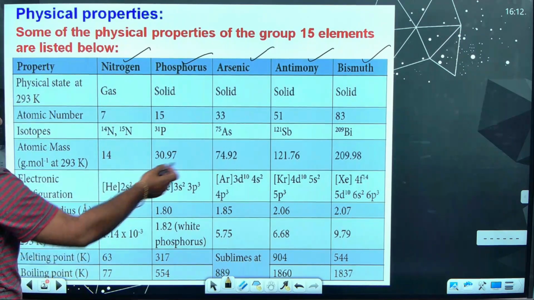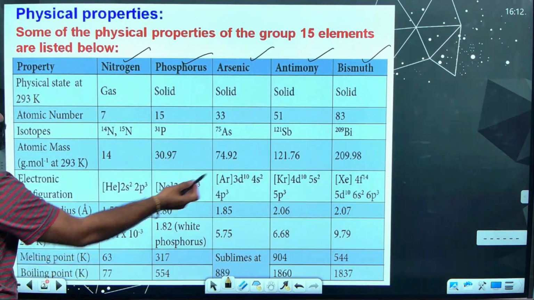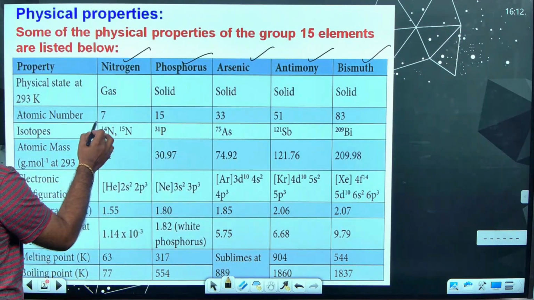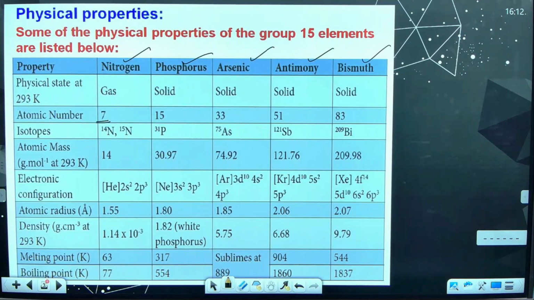right? Then the atomic mass has been given, then the electronic configuration which can be written by looking at the atomic number that has been given. Then atomic radius is given in Angstroms. Then the density of each element is given, melting point and then boiling point is also given.